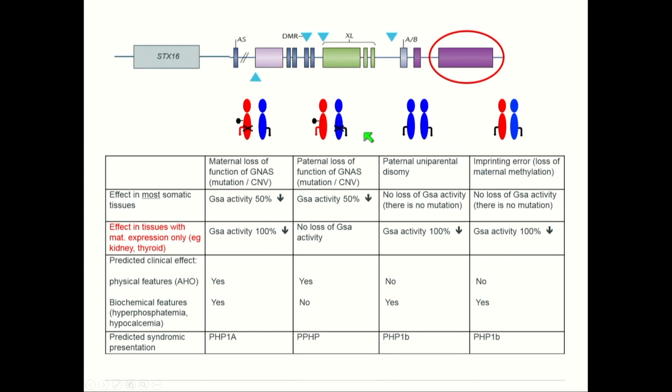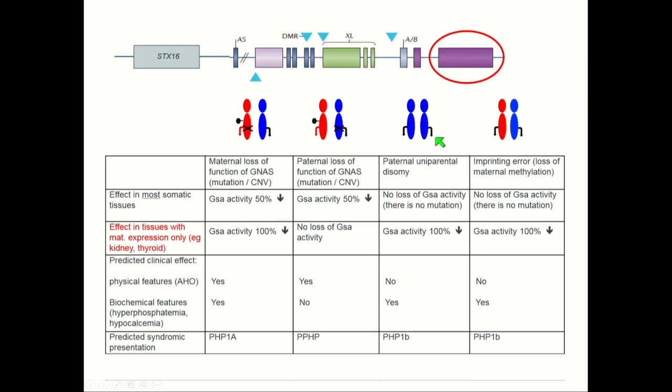If you've got a paternal mutation, then you've got a general haploinsufficiency of GS alpha. That means you're going to have the physical features of AHO. But in those tissues where it's only maternally expressed, there's no problem. And therefore, you don't have the biochemical features. And that leads to something called pseudohypoparathyroidism.